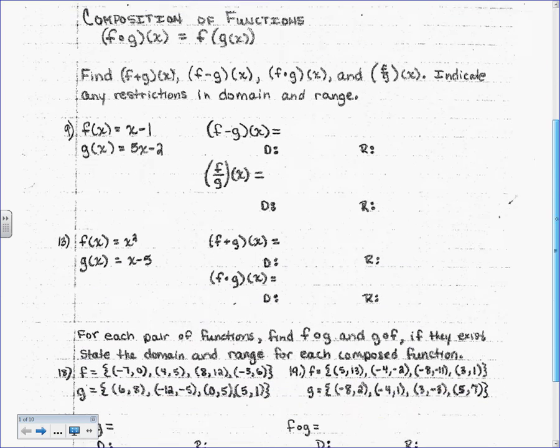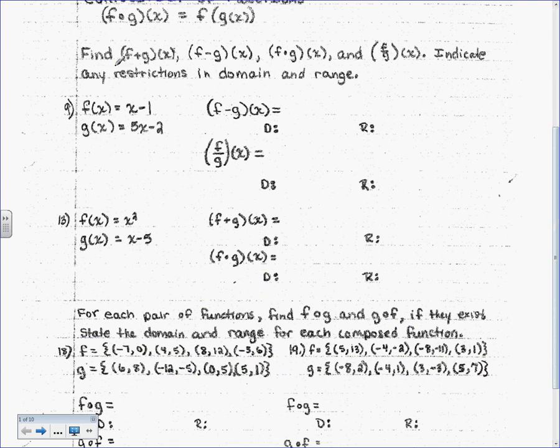So, this first question, number 9. The directions in your homework are going to tell you to find all 4. For the notes, for the sake of time, I just split it up a little bit. So for number 9, we're just going to do the subtraction and the division, but your homework will probably ask you for all 4. I want you to do all 4. Does that make sense? Okay, so here's f of x, it's x minus 1, and here's g of x, it's 5x minus 2.